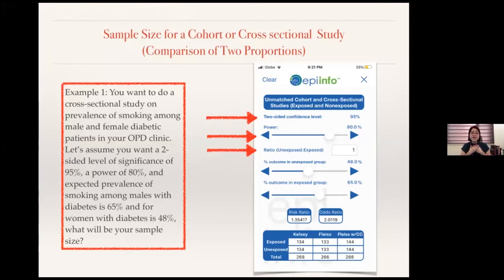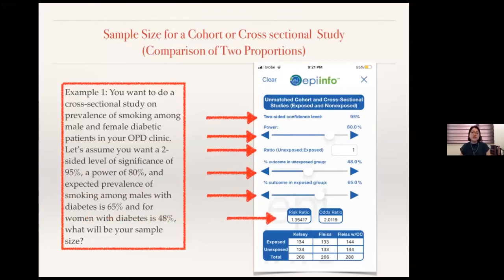So what I did in that context, para hindi ako malito, unexposed for me is unexposed to the Y chromosome. So that means wala kang Y chromosome. So percent outcome in unexposed is female. So that's 48%. Whereas the percent outcome in exposed group is you are exposed to the Y chromosome, therefore you are male, then I put the 65%.